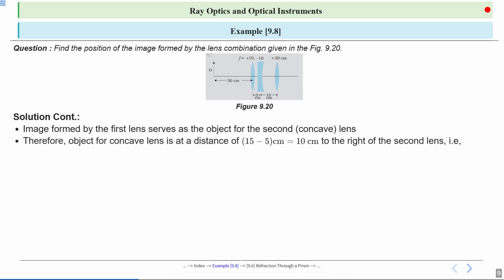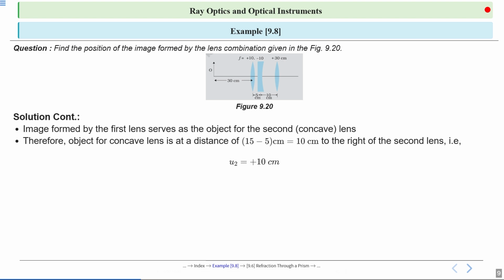Now let's determine the object distance for the concave lens. The object is located 10 cm to the right of the second lens, calculated as 15 cm minus 5 cm. This distance is important because it helps us apply the lens formula correctly. Here we denote the object distance for the concave lens as u2 equals plus 10 cm.